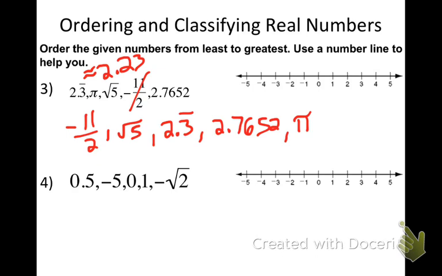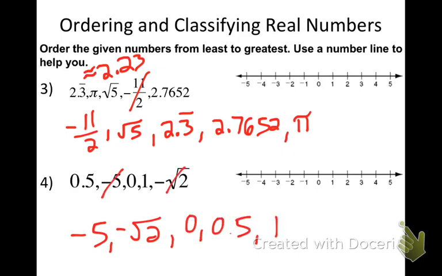All right, number 4. Kyle, what do you got? I have negative 5, and negative square root of 2, then 0, then 0.5, then 1. Nice job.